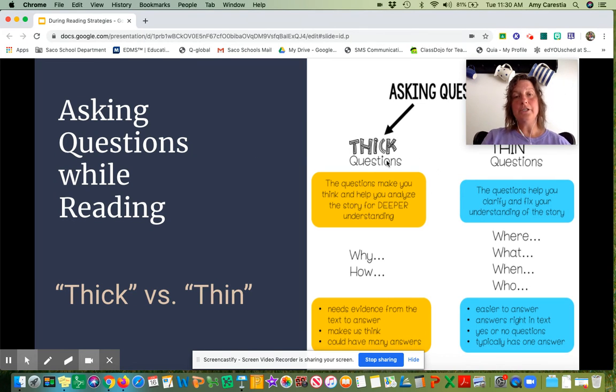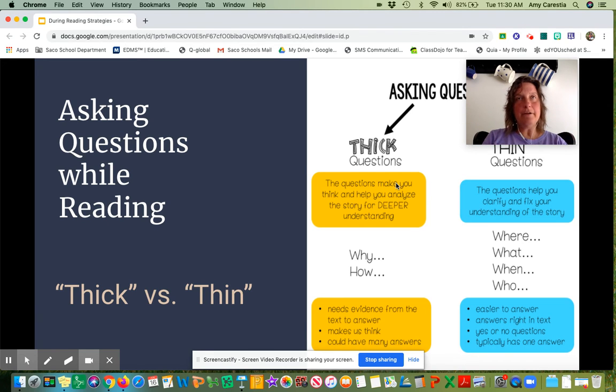Thick questions are primarily when you have to think deeper. Sometimes there's textual information to help you with your understanding and your answer, but you have to use prior knowledge, which is knowledge that you already know. So say the impact of pollution on sea turtles. That would be a thicker question. How is pollution affecting sea turtles?